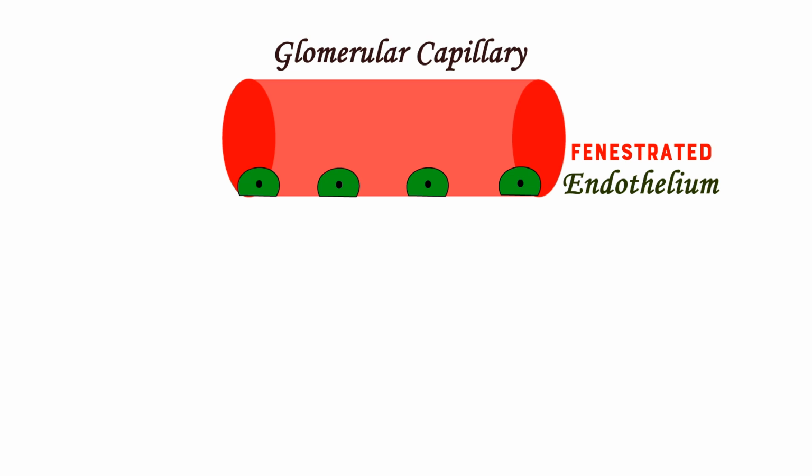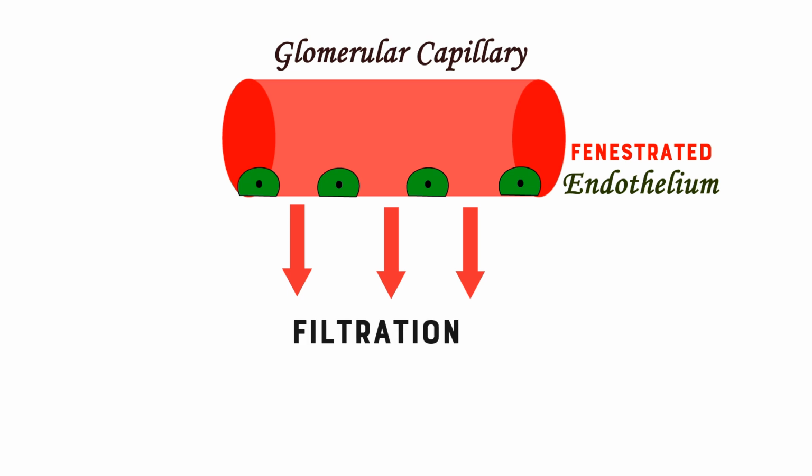Fenestrated just refers to there being more pores in the endothelium, because the endothelial cells are much away from each other, and as a result it looks like there are holes in this blood vessel. So as a result, what happens? As there are holes, as there are more pores, it is easier for things to leak out of this blood vessel, and this is called filtration.